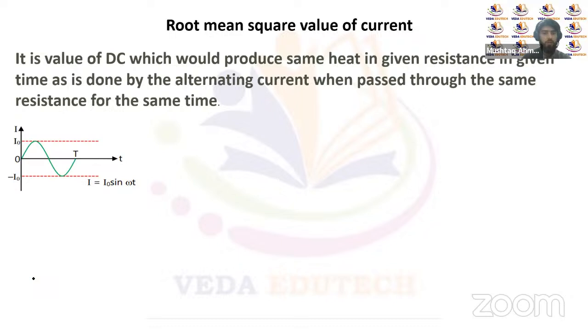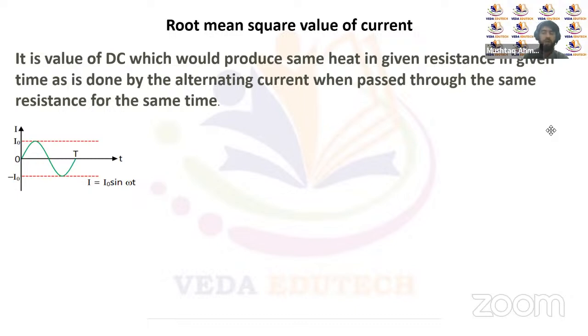Now we have another concept, what we call the root mean square value of current. Root mean square of current. Once again, how we define the root mean square: it's the value of DC which would produce the same heat in a given resistance in a given time as is done by the alternating current when passed through the same resistance for the same time.